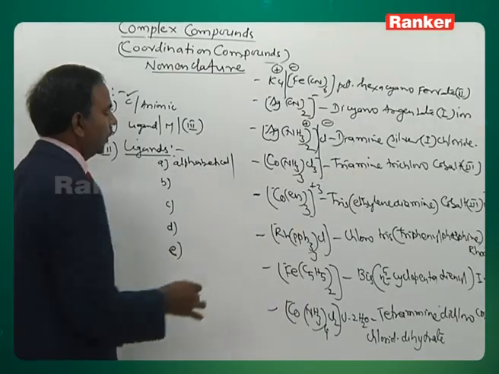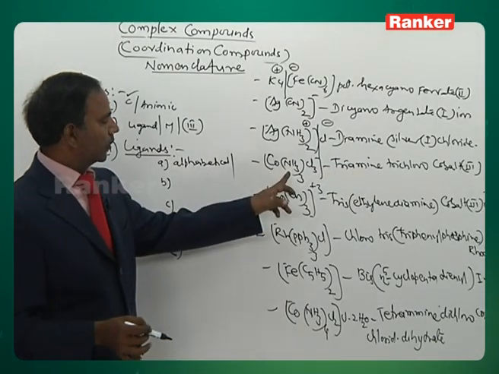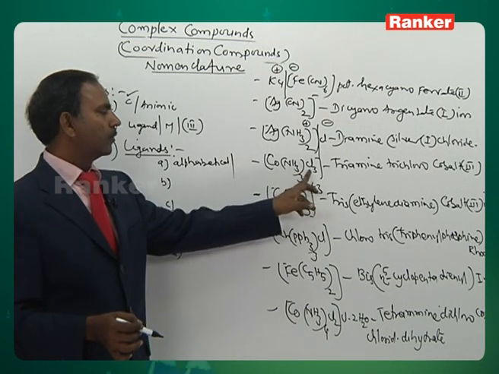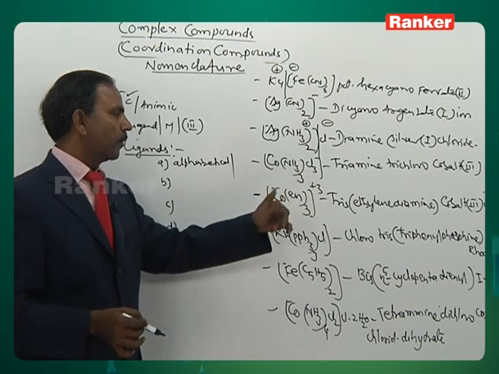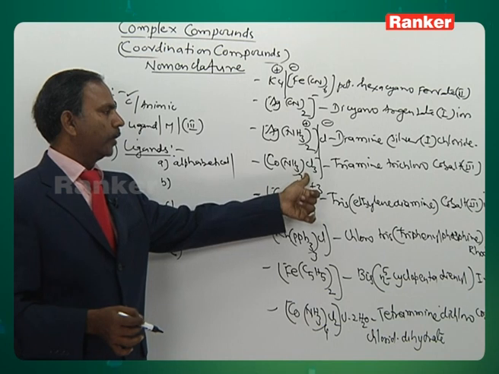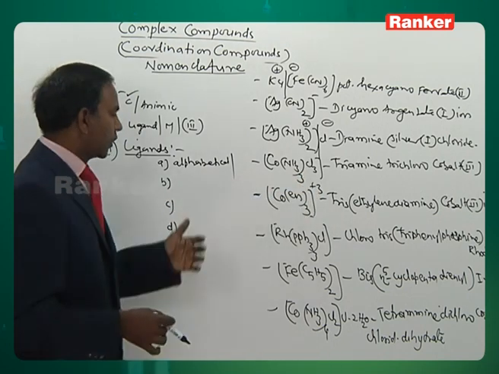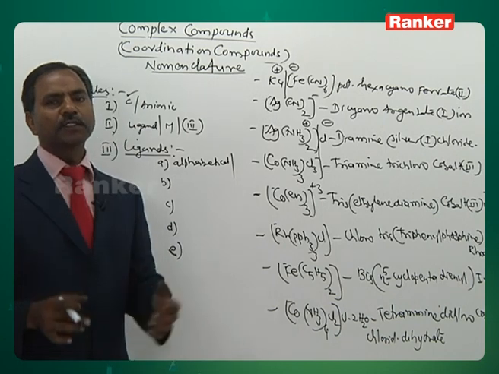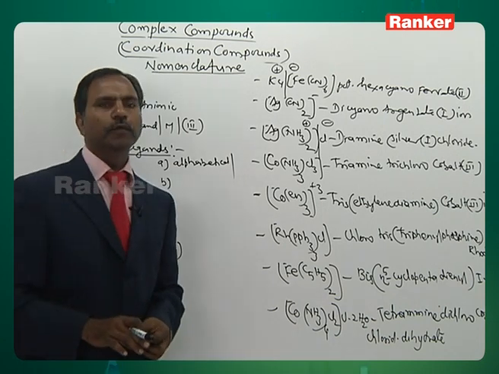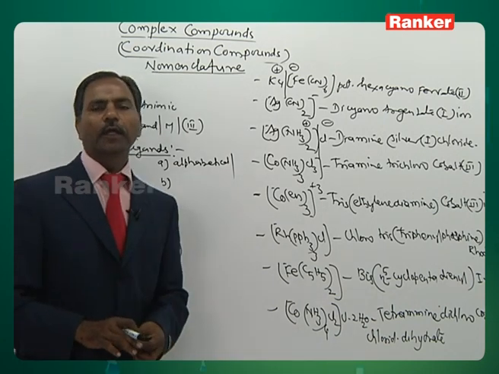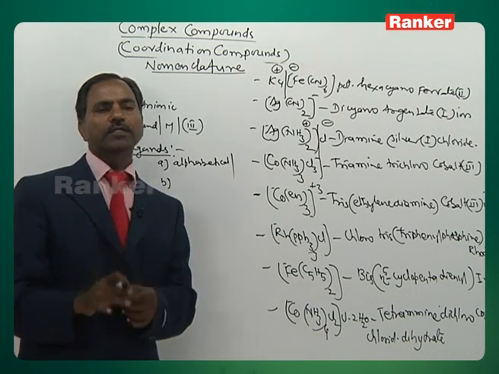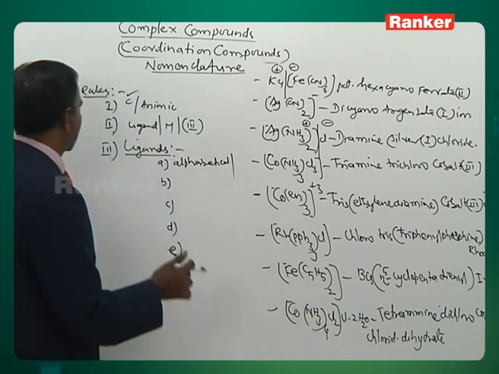Alphabetical order. You see, in this case, A is there, C is there. That is what: amine, chloro. First, you name triamine and trichloro, cobalt 3. So, alphabetical order. Suppose often it may be two ligands are starting with the same letter. Then according to the second letter preference, you have to name.